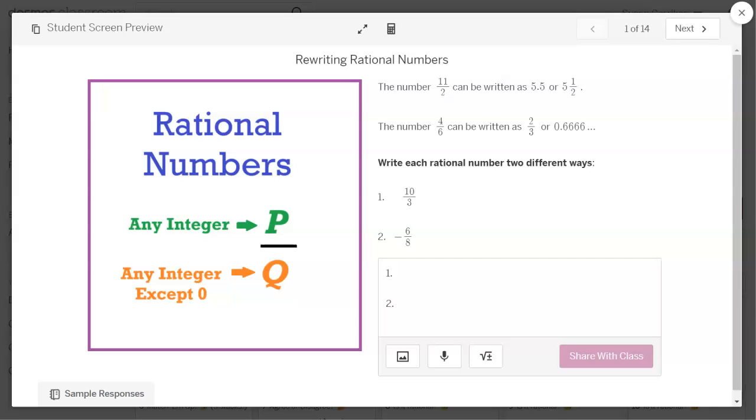On these next two, they're to write them in 2 different ways. What's another way to write 10/3? And they need 2 more ways, and then 2 more ways to write -6/8. And then the definition of a rational number is here on this screen. They will be seeing it over and over on the first few screens.